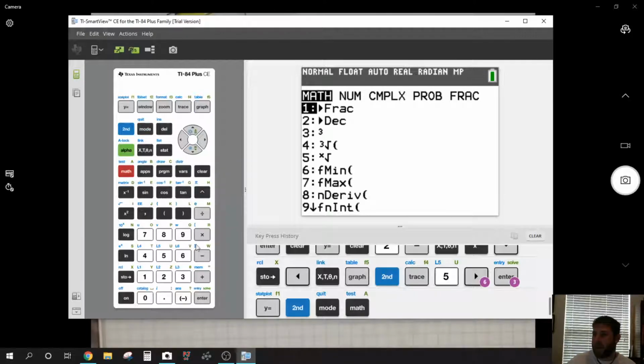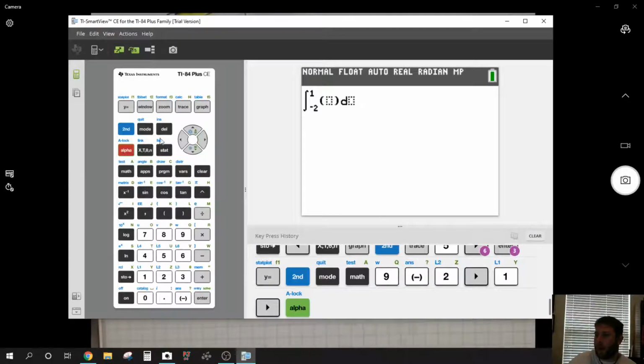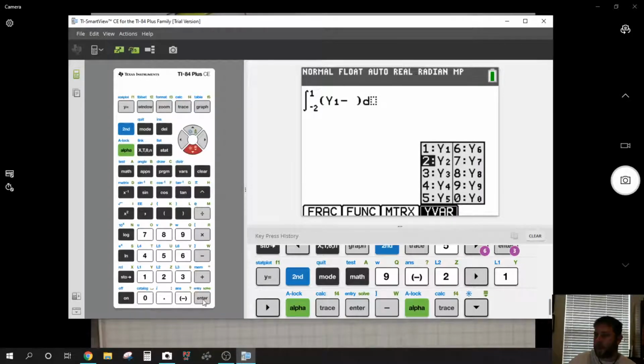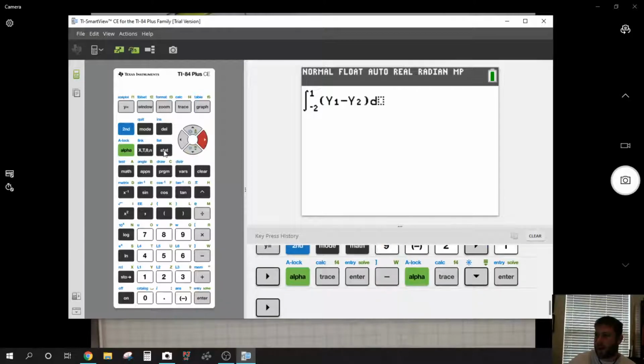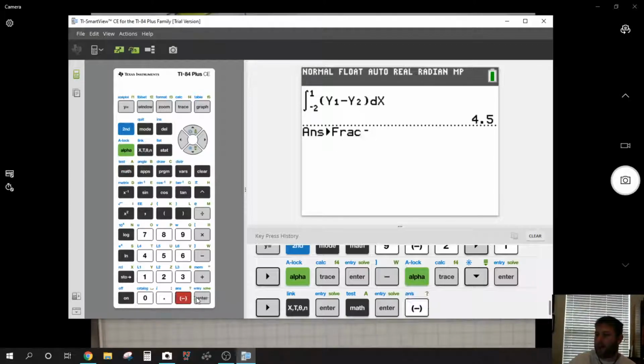So we'll push math 9 from negative 2 to 1. And we're going to do alpha f4 y1 minus y2, because y1 was our top function and y2 was our bottom function. And then from there we should get 4.5, or as I did it as a fraction, 9/2, which is exactly what we got.